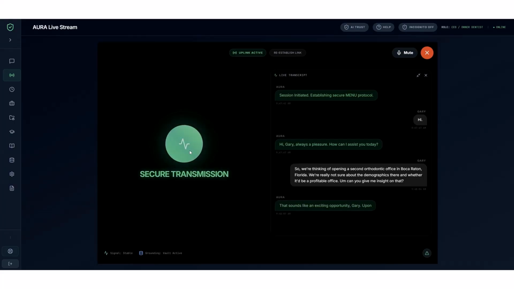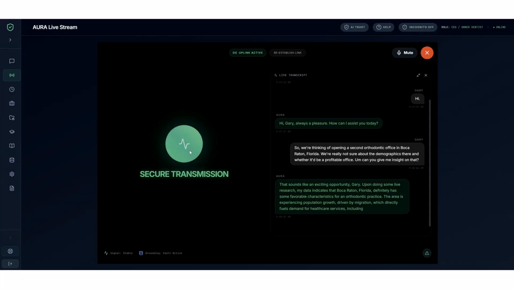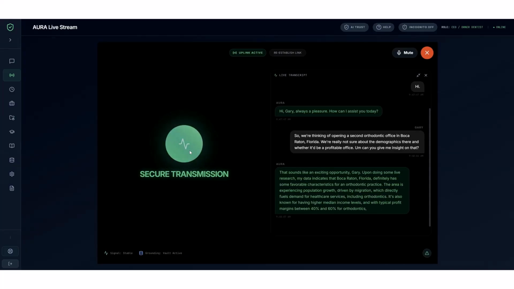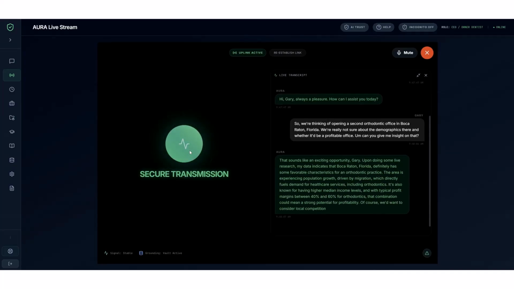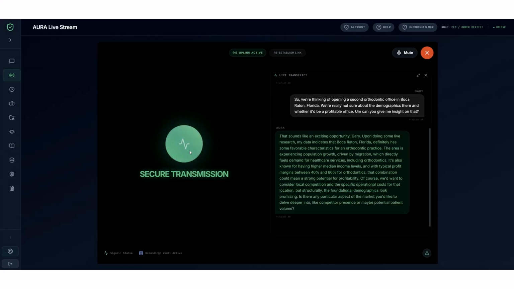That sounds like an exciting opportunity, Gary. Upon doing some live research, my data indicates that Boca Raton, Florida definitely has some favorable characteristics for an orthodontic practice. The area is experiencing population growth driven by migration, which directly fuels demand for healthcare services, including orthodontics. It's also known for having higher median income levels, and with typical profit margins between 40 and 60% for orthodontics, that combination could mean a strong potential for profitability.